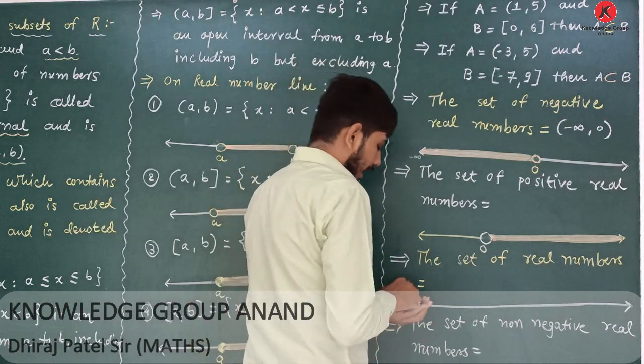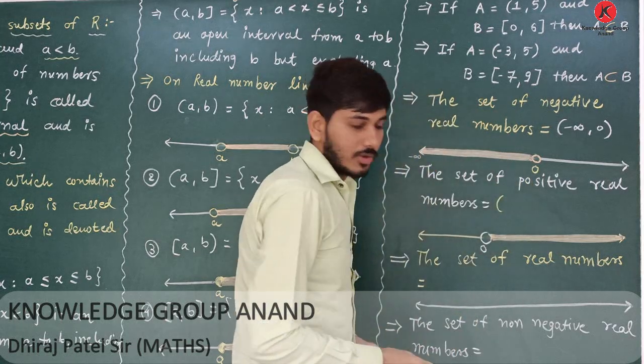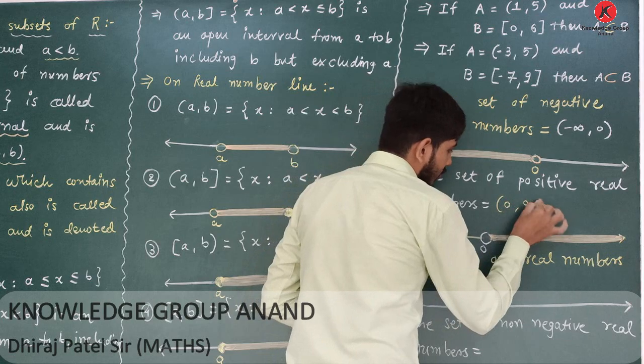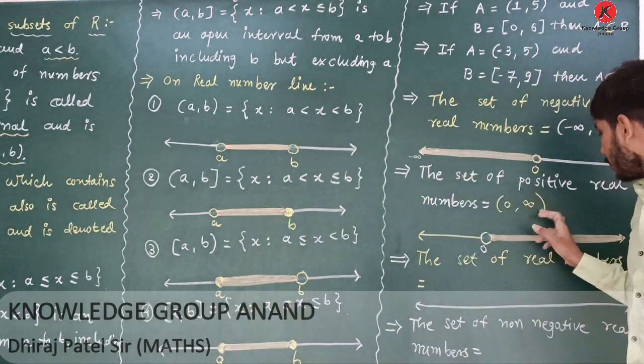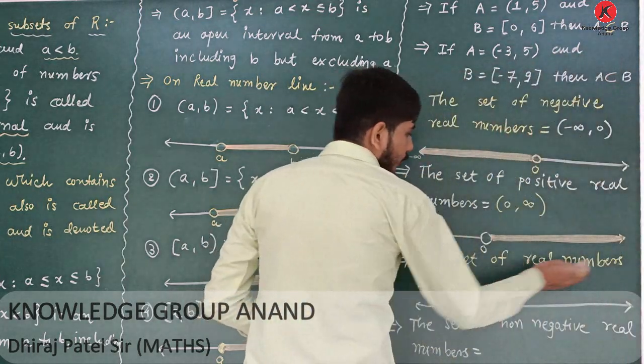Therefore, we can write this in interval form as 0, which is not included here, to infinity. Since infinity is there, we have to put a small bracket here. Next one, the set of real numbers.